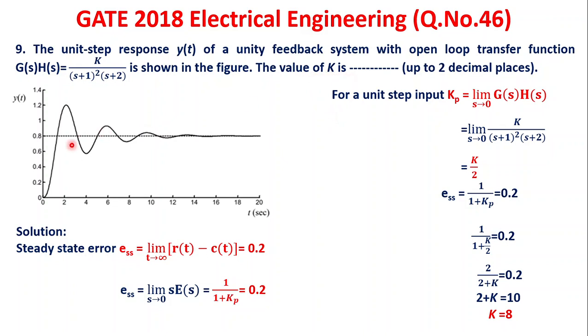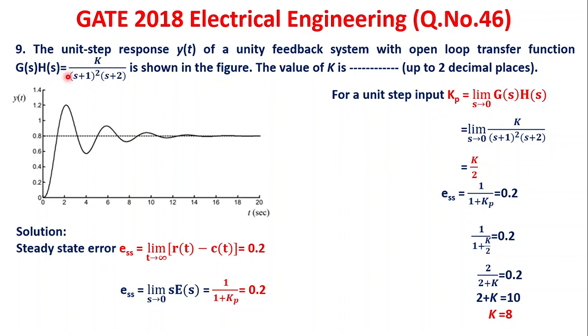So they have given the step response, unit step response, and they are asking what is the value of k. See, here we can find out the response is settling down at 0.8. Unit step response means step input, so we are giving 1 as the input, but output is 0.8 only, steady state output. So why are we getting 0.8 only instead of 1? That is, there is a steady state error. Why? Because it is a type 0 system.